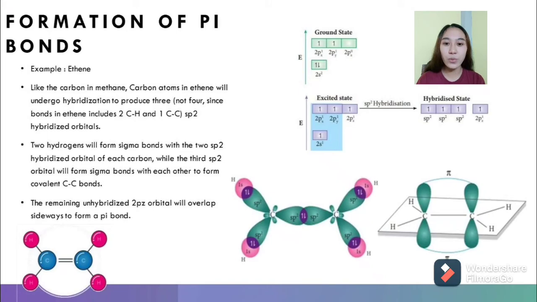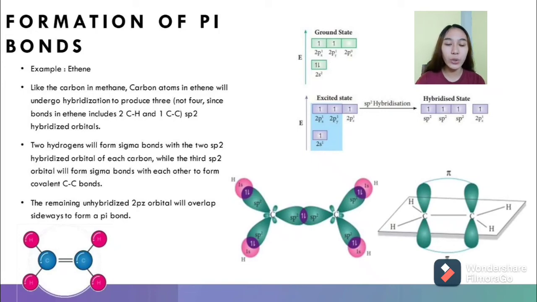So in ethene, we have 2 carbon atoms and 4 hydrogen atoms. We will take carbon as our central atom. I mentioned that we have 2 carbon atoms, but for the hybridization, we will focus on only 1 carbon atom and discuss its ground state, excited state, and its hybridized state. So for the ground state of the carbon atom, as mentioned earlier, it has 1 paired valence electron in the 2s orbital and 2 unpaired valence electrons in the 2p orbital.